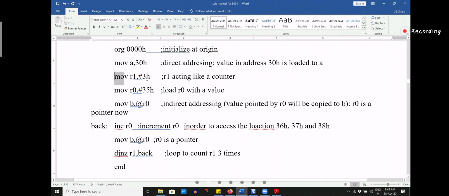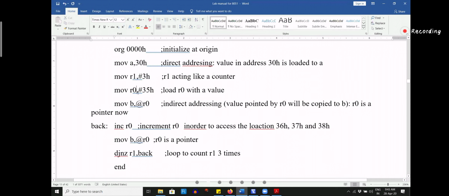MOV R1, #3H. This one is a value. Now I'm moving a value to register R1. This is not a location. Right now, logically, this is a counter. So it is counting. I want this whole loop to count three times.